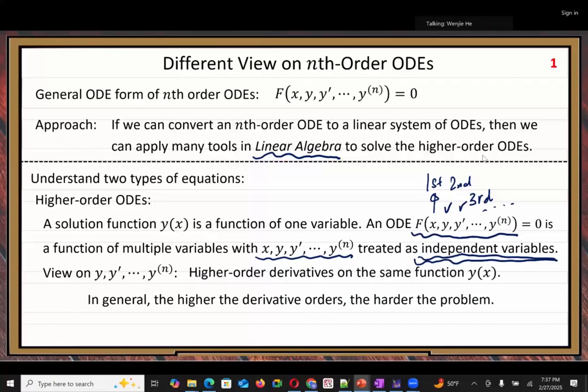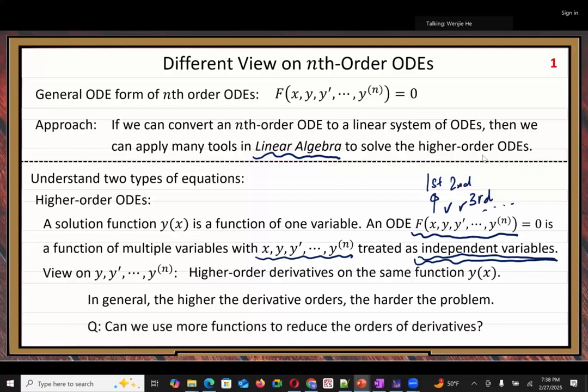So we add new variables. That's our cost, right? An extra cost. We add new variables. But after we pay this extra cost, the benefit of this way is that we bring down the order of the ODEs. That's the benefit.